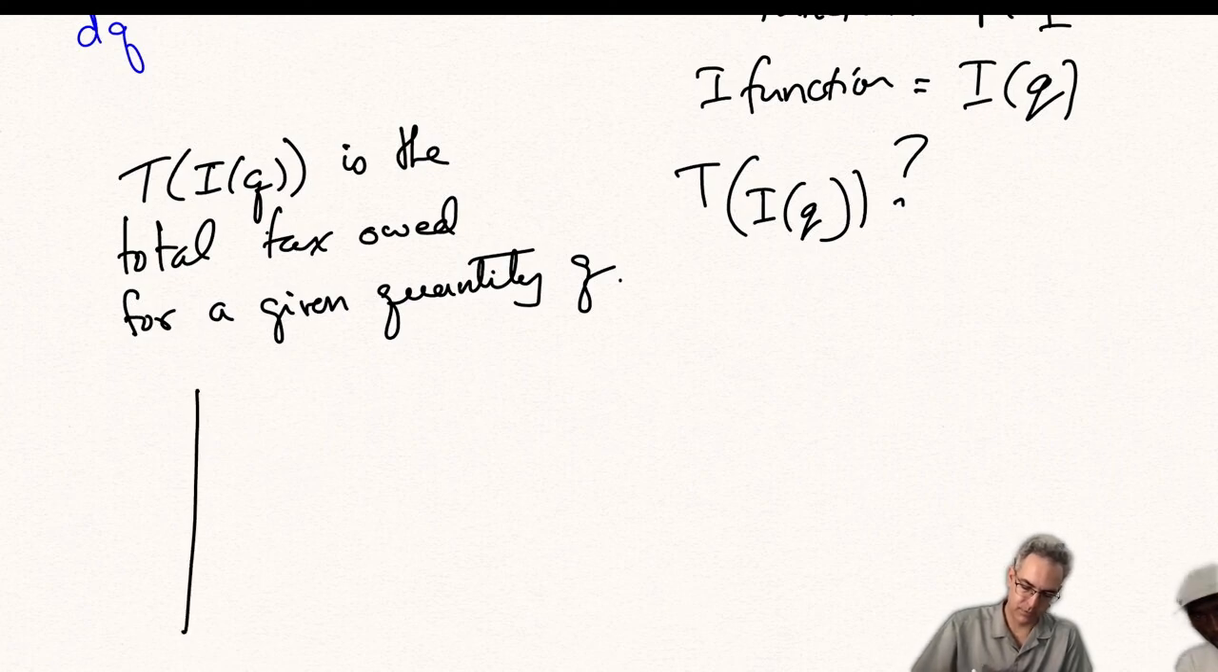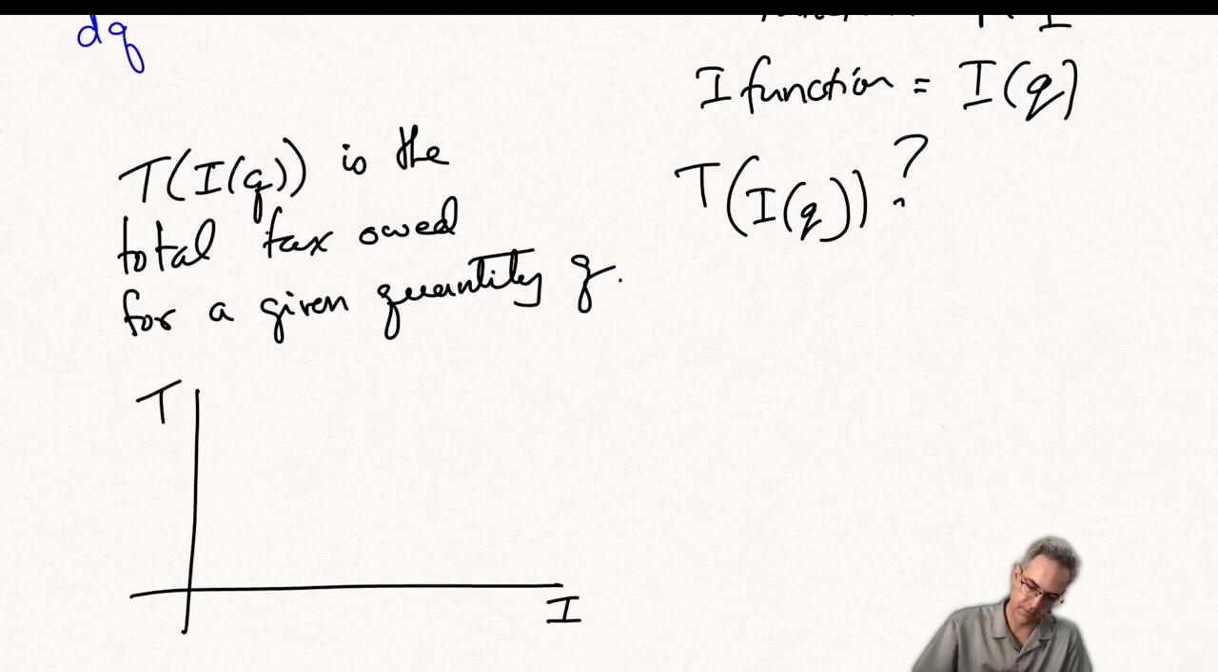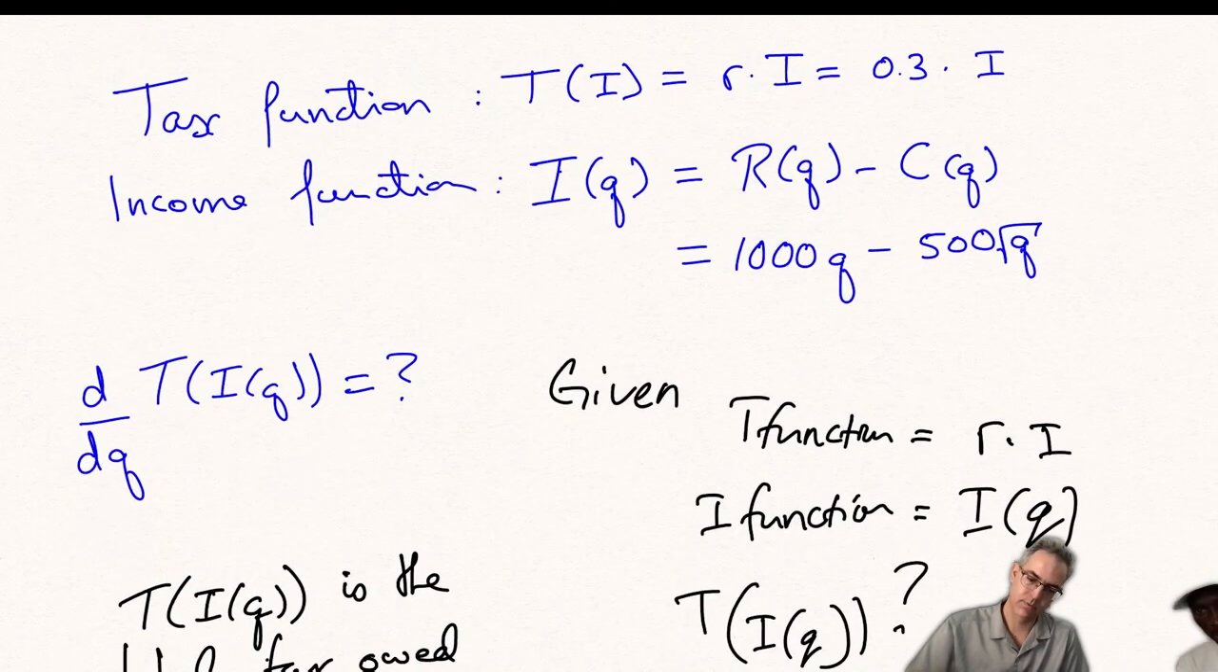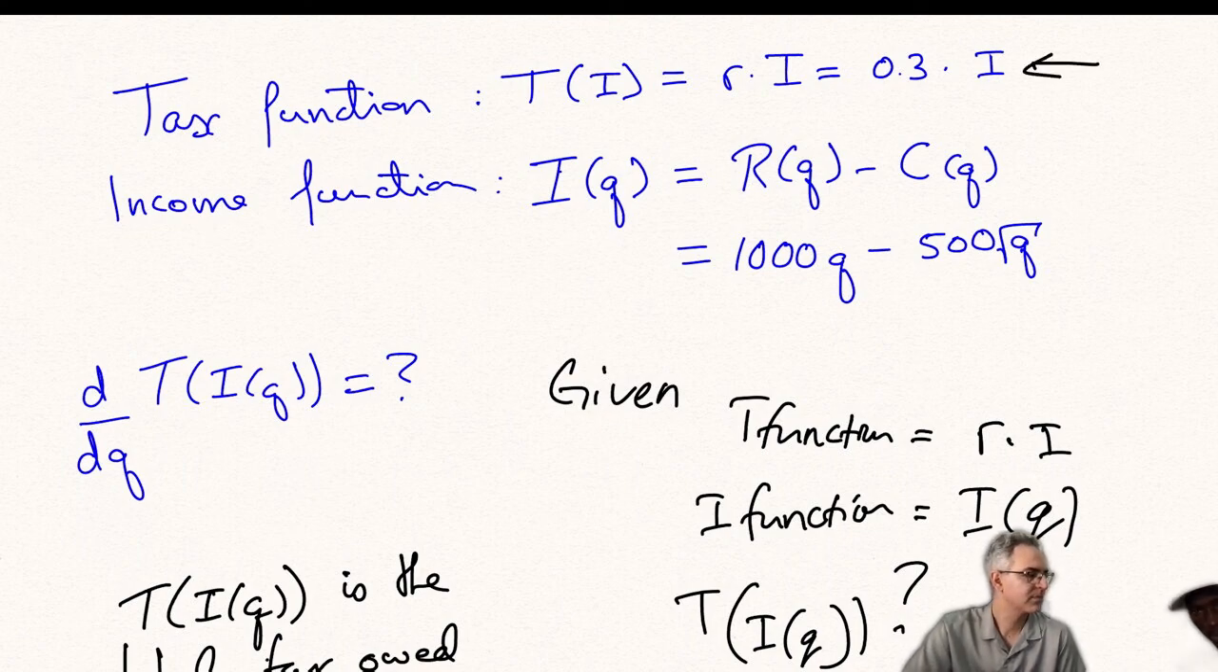So if I were to plot a graph of what I know, T as a function of I, it's 0.3i. Is this a linear function? Yeah. What is the slope? If it's a linear function, it has a slope, right? What is the slope? 0.3.